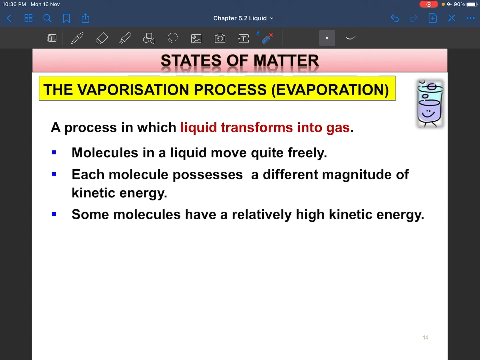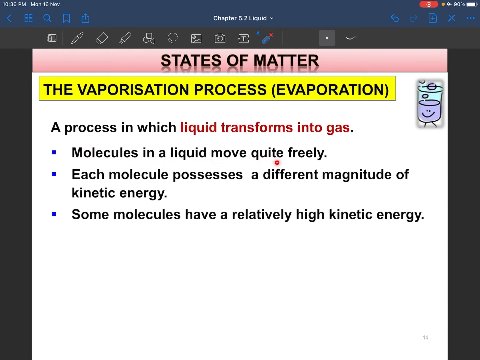Okay, so evaporation is a process in which liquid transform into gas. Okay, evaporate kan, selalu dengar perkataan tu. That means liquid bertukar jadi gas. Okay, so macam mana liquid ni bertukar jadi gas? Okay, so ini explanation dia lah.